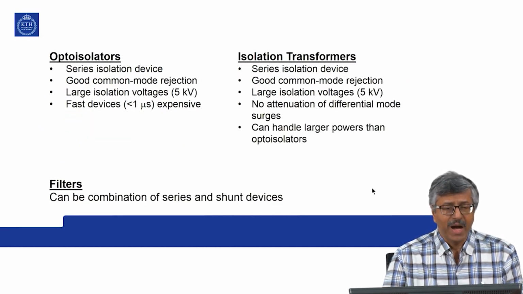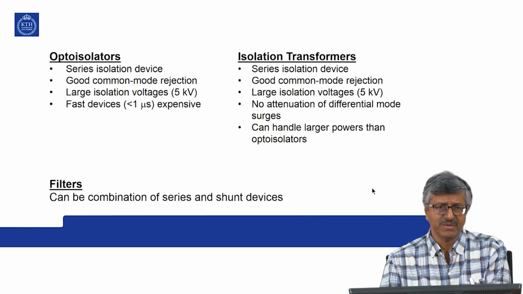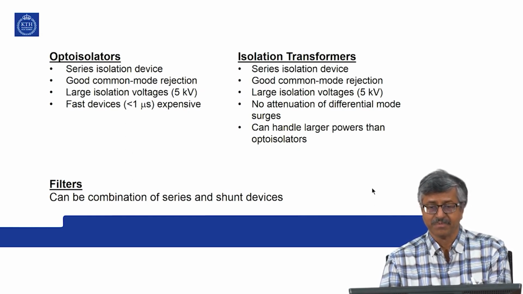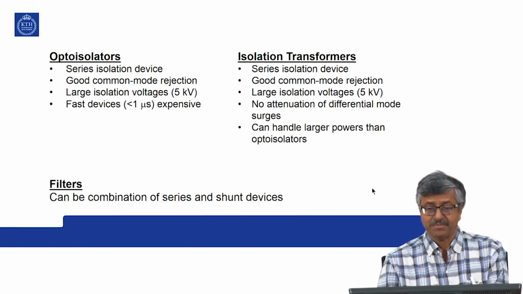In addition, you have opto isolators for some signal transmissions, where opto isolators can be used, and isolation transformers are generally used in high voltage labs and other EMC measurements. So, these are series isolation devices.